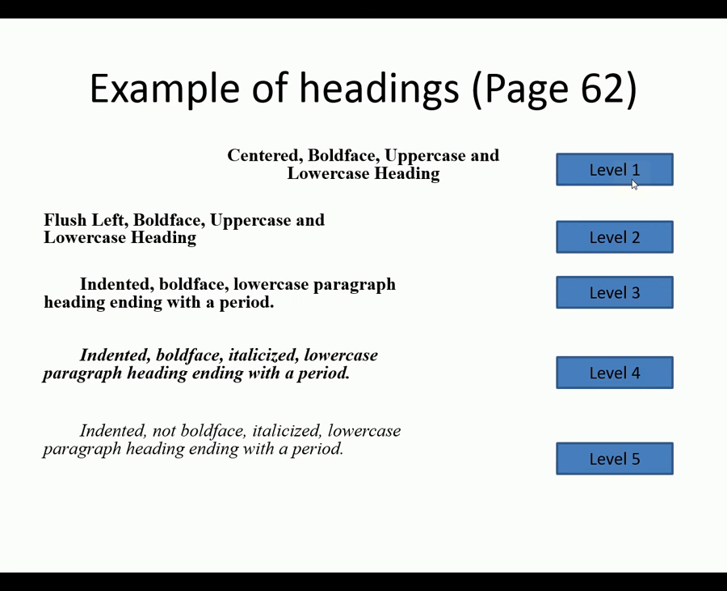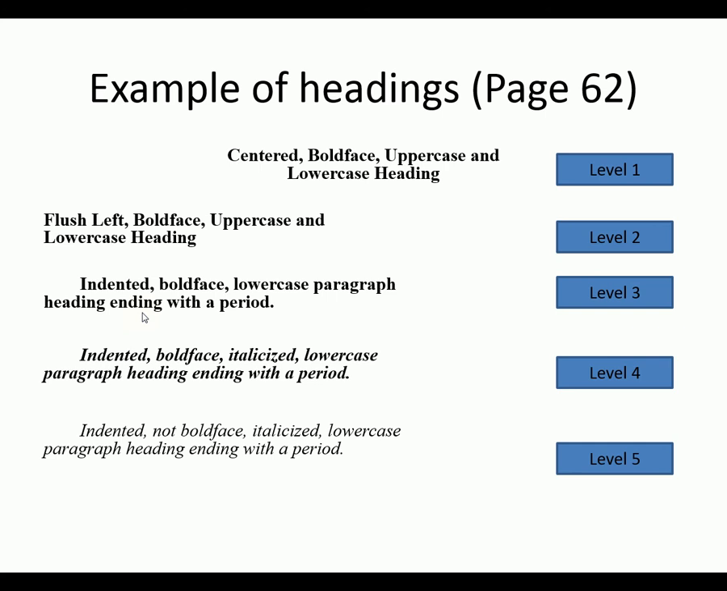Then you would write etiology, and you would put it in the center of your paper. You would make it boldface. You would do upper and lowercase heading. You would just write the capital E and then etiology in lowercase. If you had to write a paper with 2 levels, then you would flush left. The second level would go flush left, boldface, upper and lowercase. If you had to write a level 3, then you would indent, boldface, lowercase paragraph heading ending with a period.